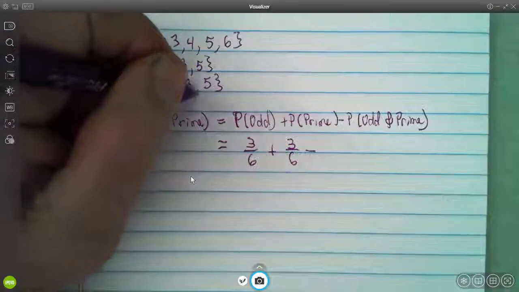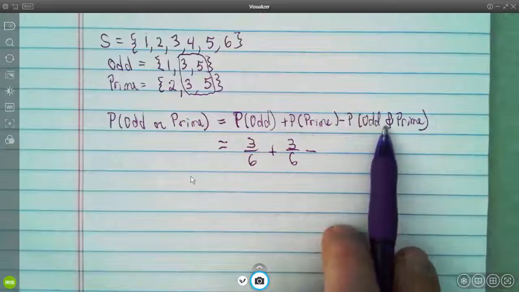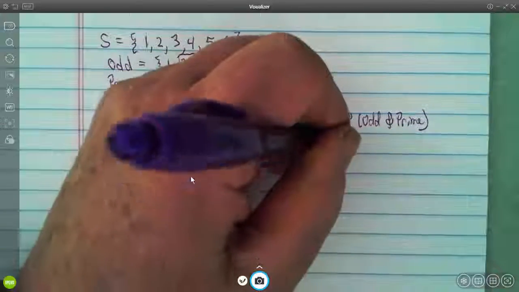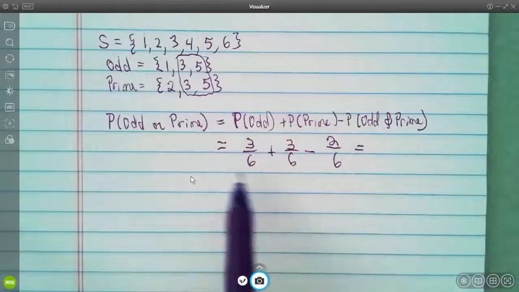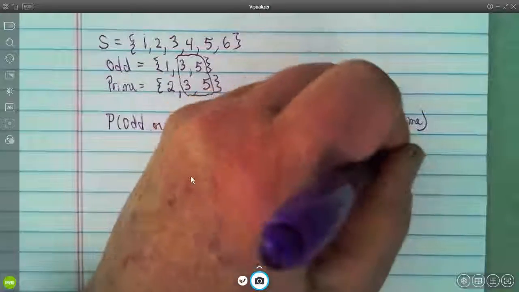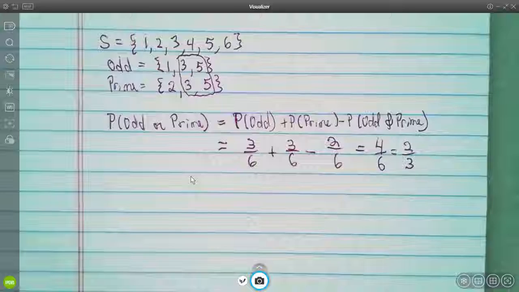We notice that the overlap between these 2 events is the 3 and the 5, so there are 2 out of the 6 ways of rolling the die that will give a number that's both odd and prime. Computing the sum now, we get 4 out of 6, or 2/3, as the probability of rolling a number that's either odd or prime.